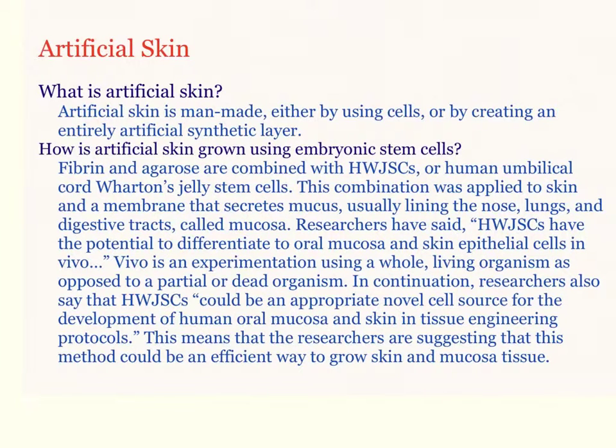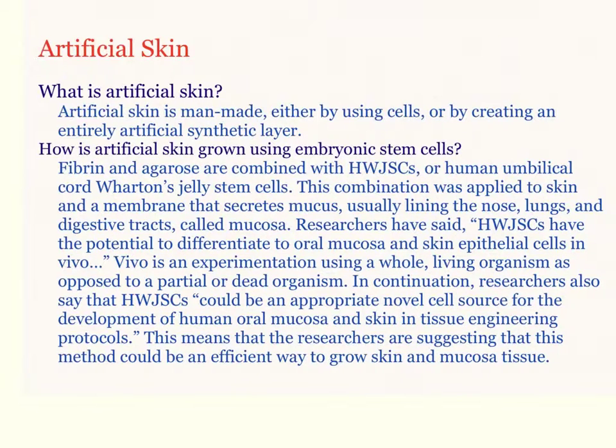Artificial skin. What is artificial skin? Artificial skin is man-made skin, either by using cells or by creating an entirely artificial synthetic layer, though, in order to find out how embryonic stem cells are used to grow artificial skin, we don't need to know about the synthetic skin. How is artificial skin grown using embryonic stem cells?